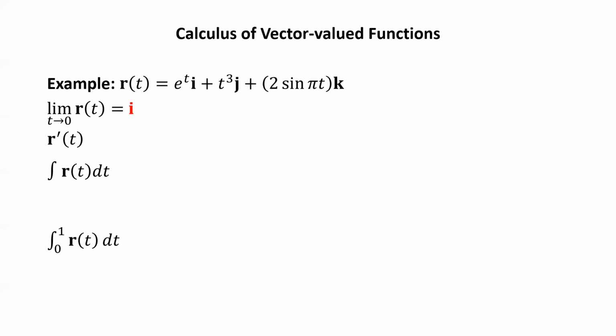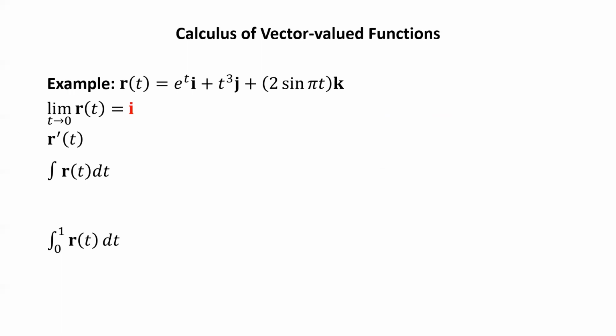That's just i, right? Because the limit as t goes to 0 of e to the t, we could just plug in the 0 to get 1, so we get 1i. For the second component, we could again plug in the 0 to get 0 cubed, which is 0j. And the sine of pi times 0 is just the sine of 0, which is 0. So again, we get 0k. So the answer is just i.